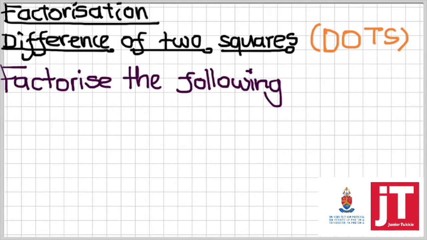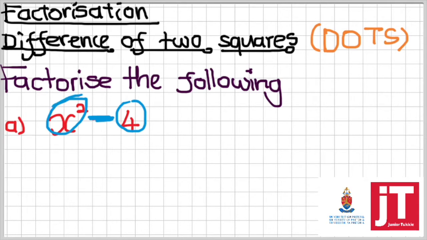In our first question we are required to factorize the following: x squared minus 4. Notice the concept that we're working with is a difference of two squares. Difference implying a minus, of two squares, that is a perfect square, and that is a perfect square.